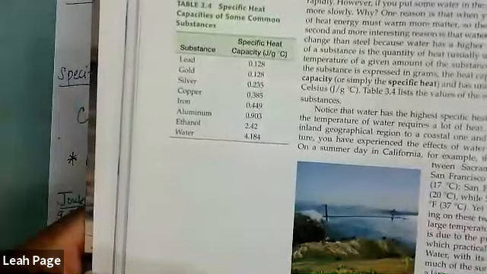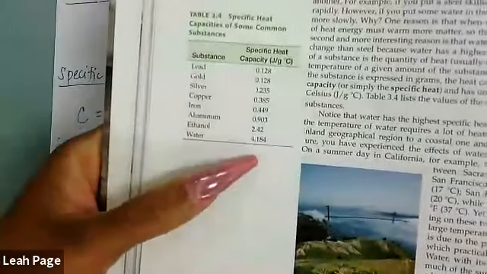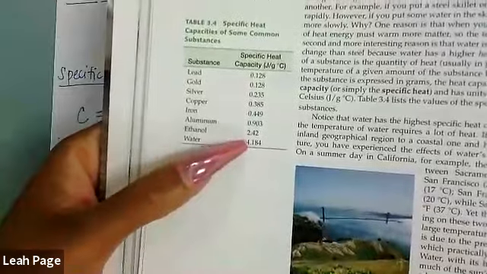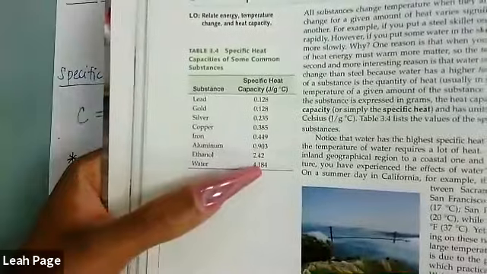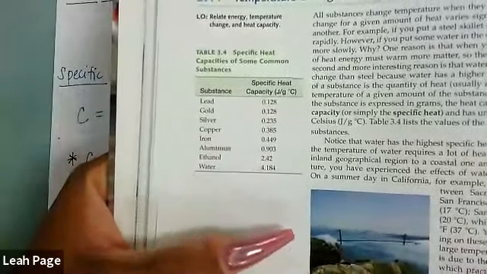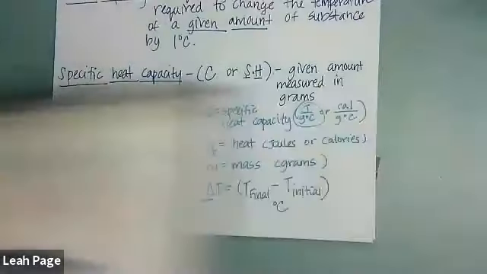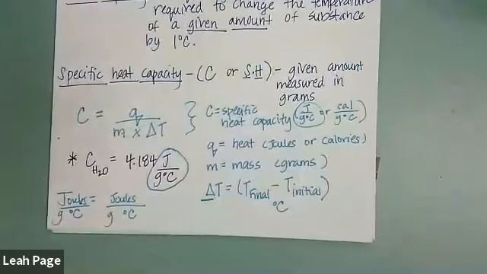But what this looks like is, you notice that most of the other substances have a really low specific heat capacity. And water has this really high one at 4.184. So what this is really saying is that when we think about the specific heat capacity of water compared to other substances, it takes a lot of energy to change the temperature of water by 1 degree Celsius. And that's all we're usually trying to calculate, the amount of energy it takes to change the temperature of a substance by 1 degree Celsius.